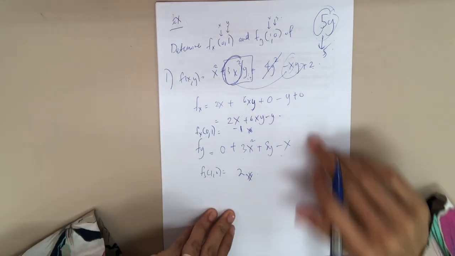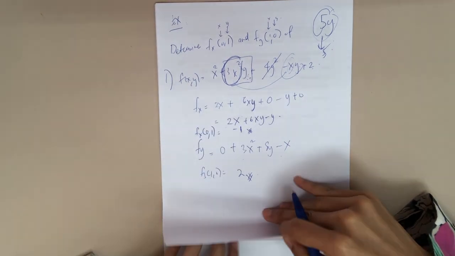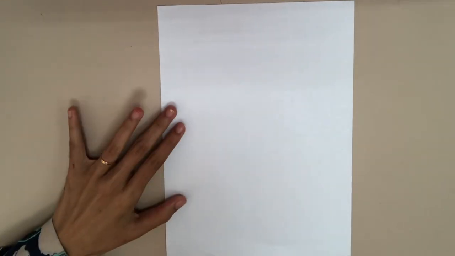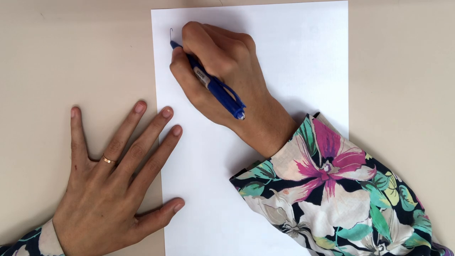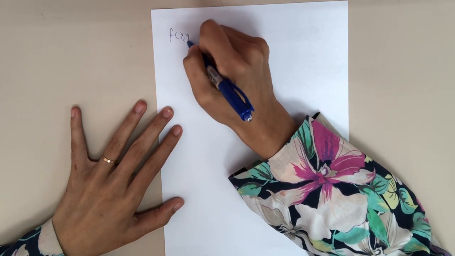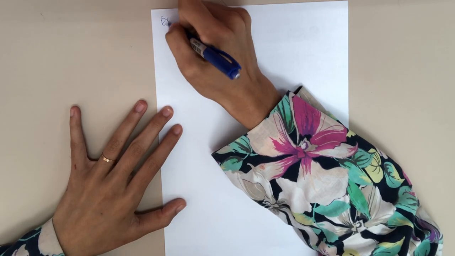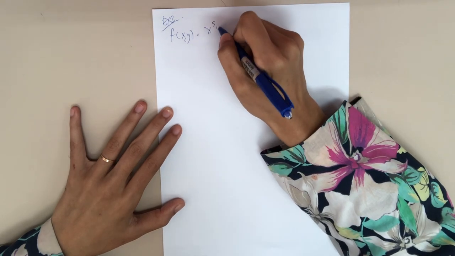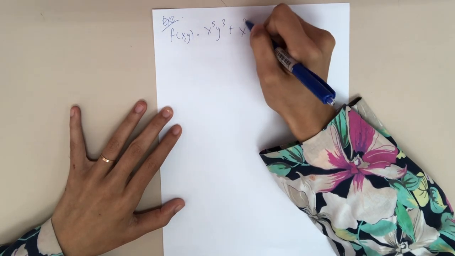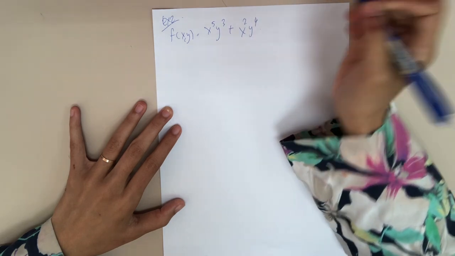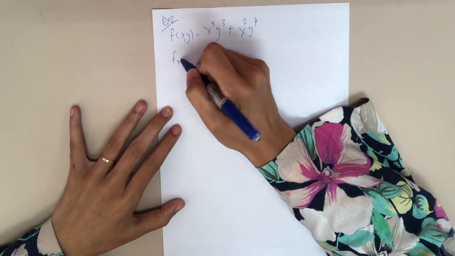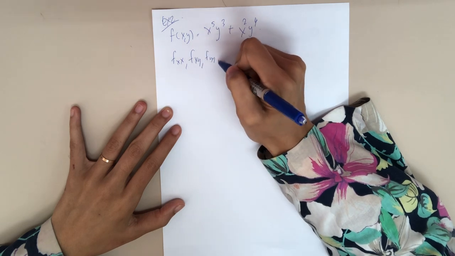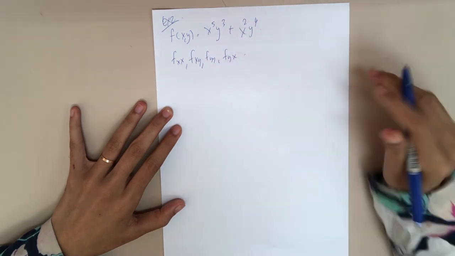Now I give you an example on the higher derivative. This was the first order, so now we proceed with the higher order. Let's say you have a function f(x,y). This is example 2, just now was example 1. f(x,y) = x^5 y^3 + x^2 y^4. The question asks you to find fxx, fxy, fyy, and fyx.